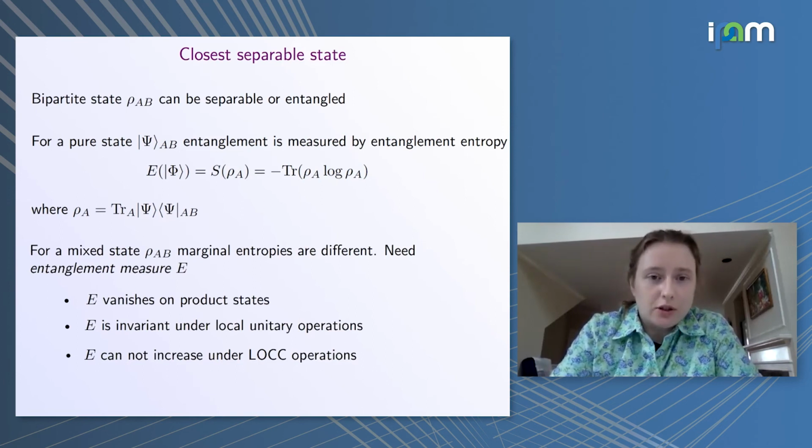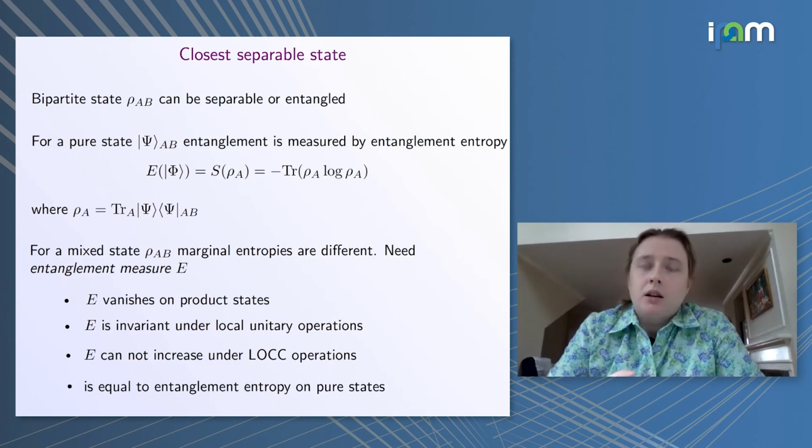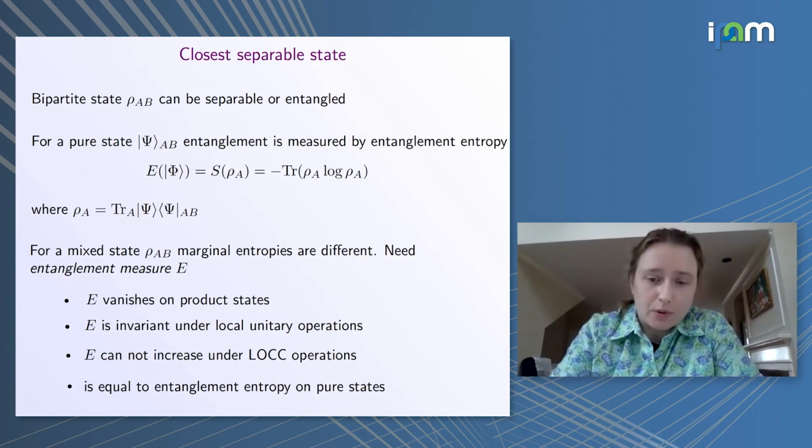Whatever measure you consider, it has to satisfy certain properties that we feel should be true. For example, it should vanish on product states. There's no entanglement there. It should be invariant under local unitary operations, and it should not increase under local operations and classical communication. You could also consider a few more additional requirements. For example, it could reduce to the entanglement entropy on pure states, but that is not absolutely necessary.